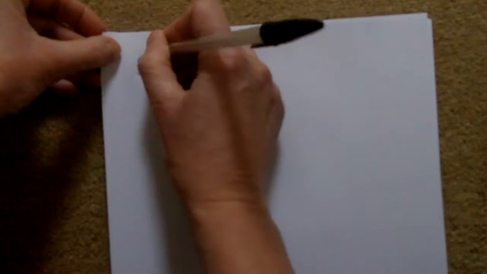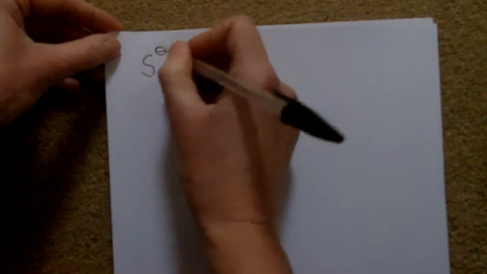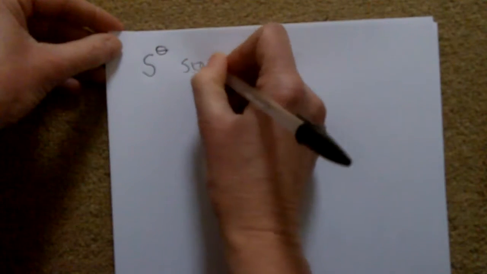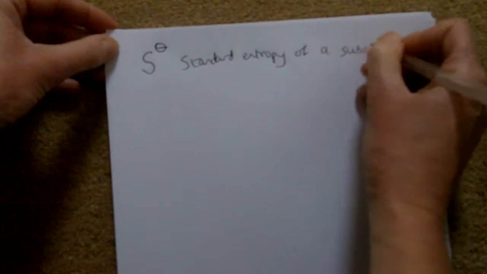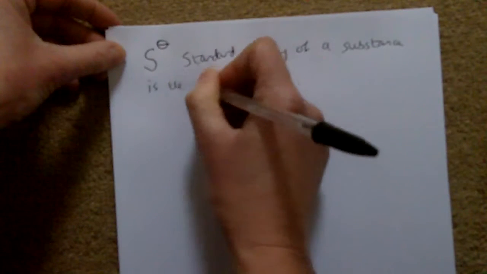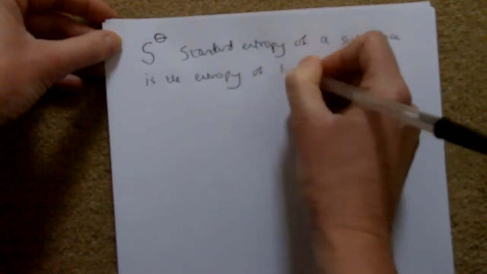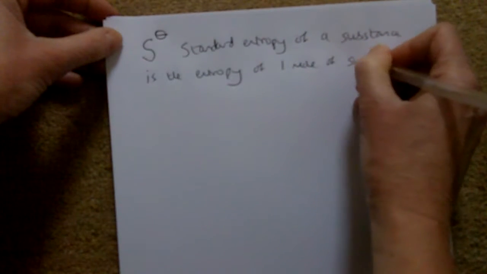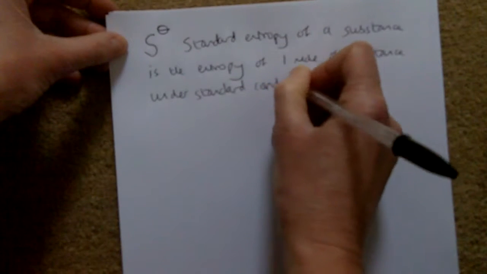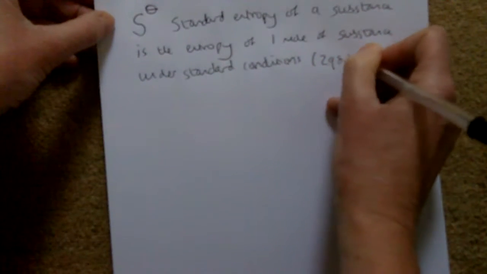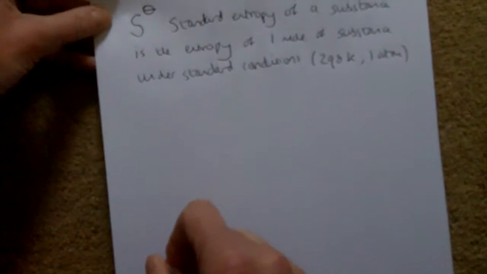Okay, let's do the actual official definition of entropy then. The symbol for entropy is a capital S. The standard entropy of a substance is the entropy of 1 mole of the substance under standard conditions, which is 298 Kelvin, 1 atmosphere, or 100 kPa.